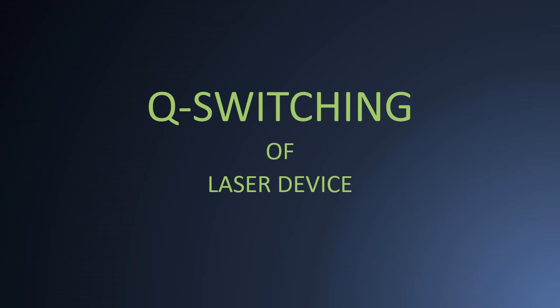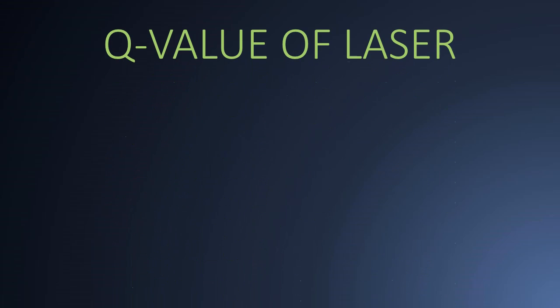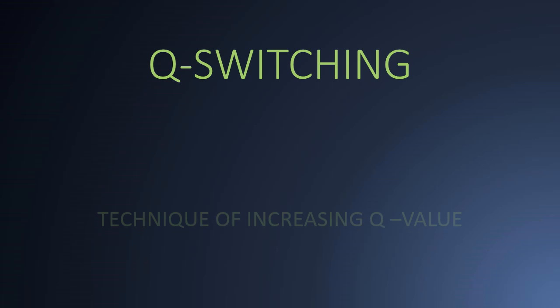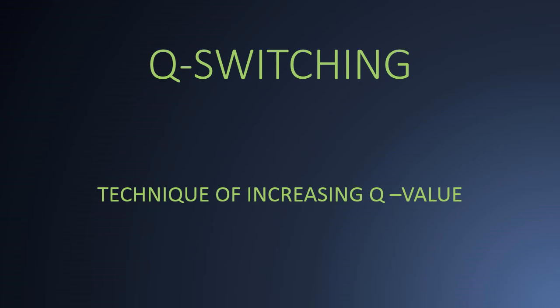In this video, I will share with you some very important points about Q switching of a laser device. First of all, let us try to understand what is meant by Q value. The ability of a laser device to store light photons is expressed in terms of Q value of laser. Larger the Q value, less rapidly is light energy dissipated in the cavity. The technique of switching the laser device cavity from low Q value to high Q value is called Q switching.